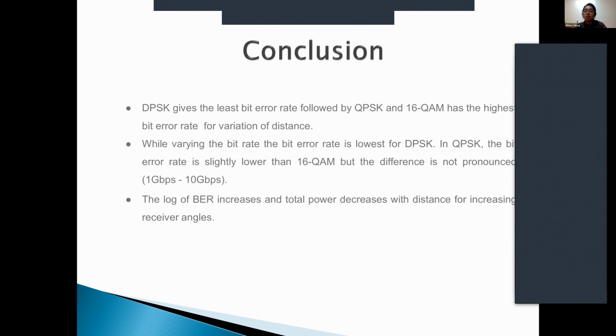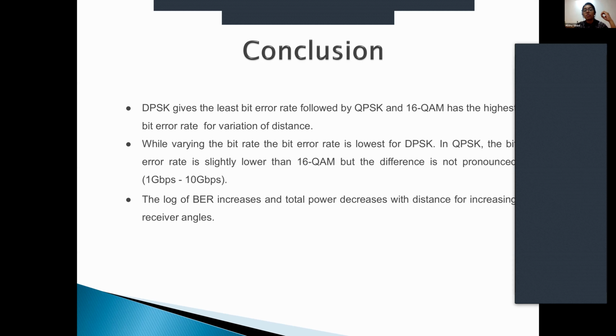What we were able to conclude from all this analysis and graphs is that DPSK gives the least bit error rate, followed by QPSK, and 16QAM always gave the highest bit error. While varying the bit rate or the data rate, the bit error rate was again lowest for DPSK. While varying the receiver angle, the bit error rate increased with the increase in receiver angle, and the total power decreased. What we understood from this is that we need to choose the scheme according to our use case.